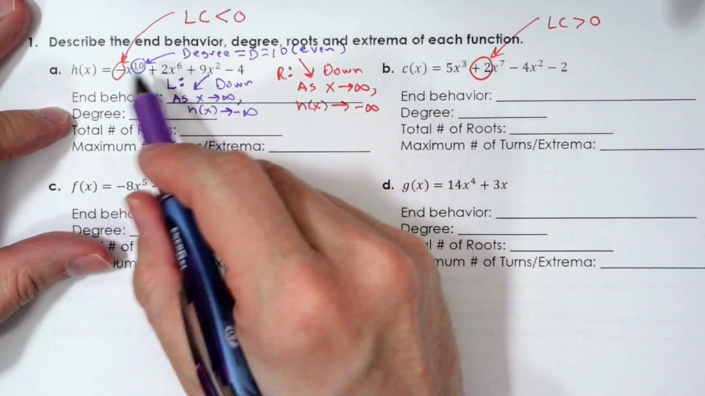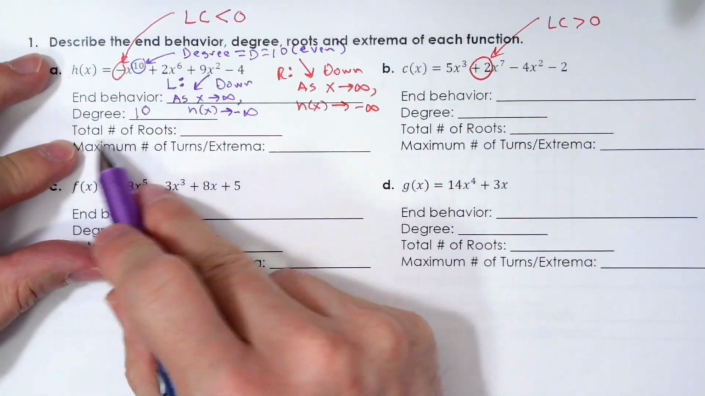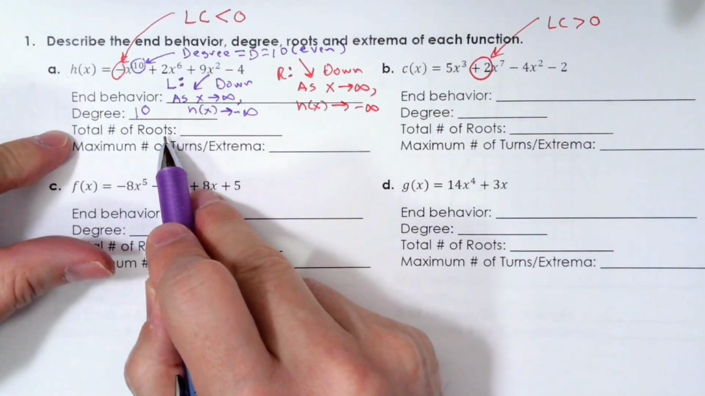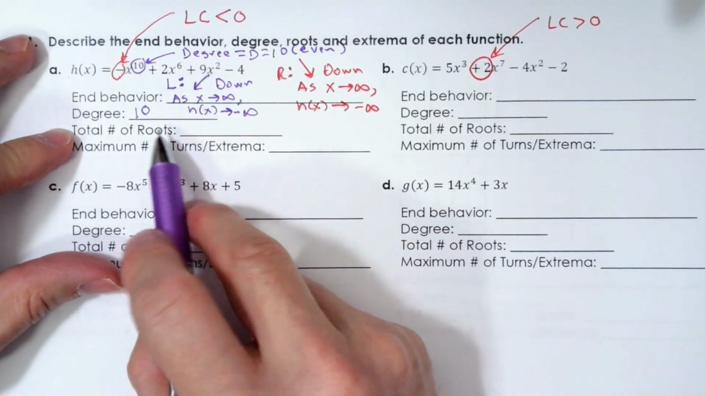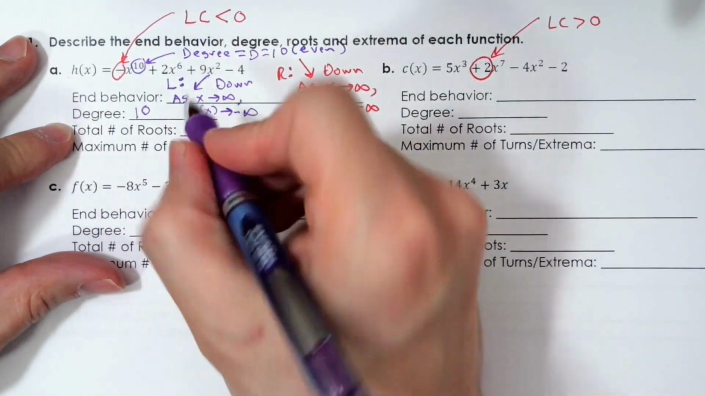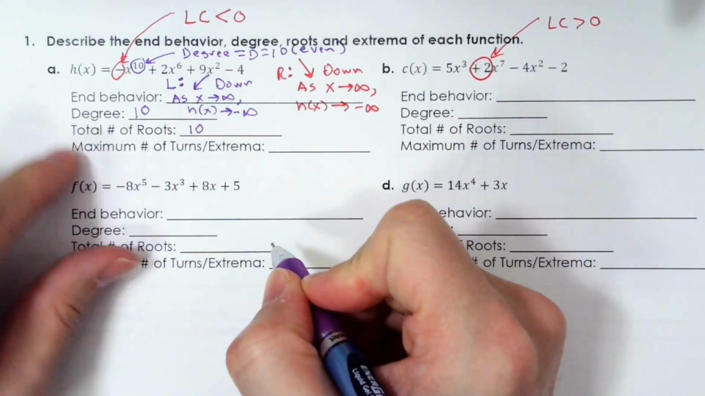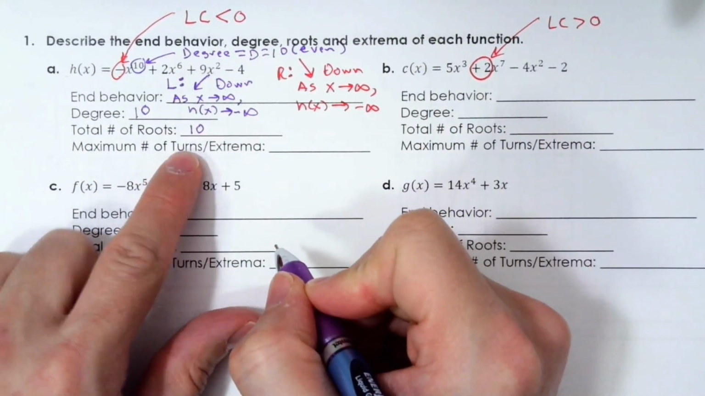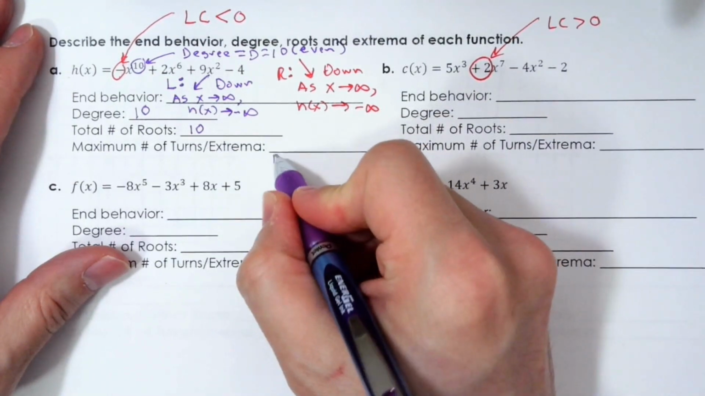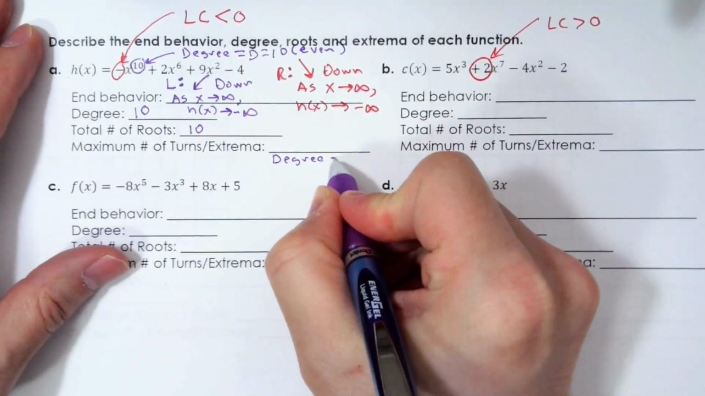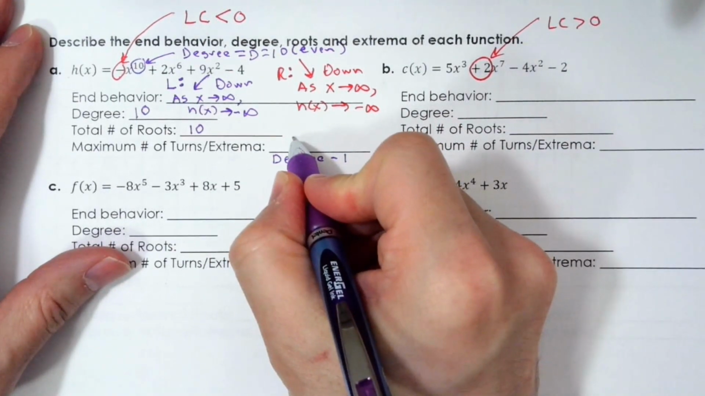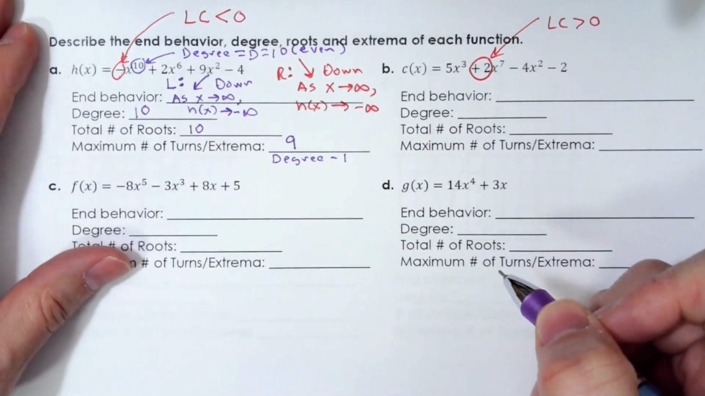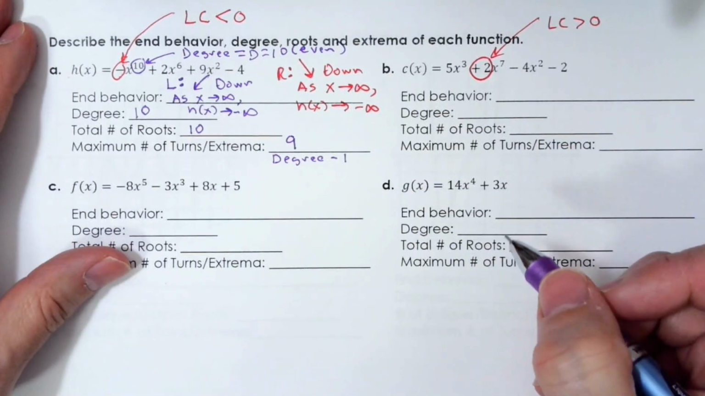The degree is the highest power. The total number of roots. And remember, if a root or 0 was repeated 3 times, we're counting that 3 times. The degree is always the total number of roots. The maximum number of turns or extrema is always the degree minus 1. So 10 minus 1. The maximum number of turns or extrema would be 9.